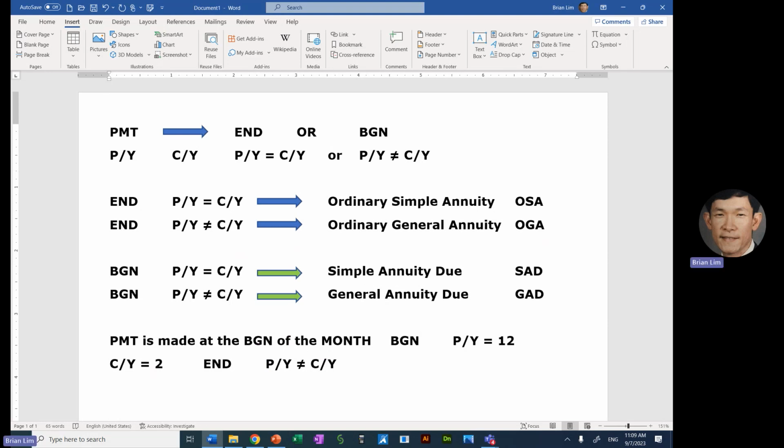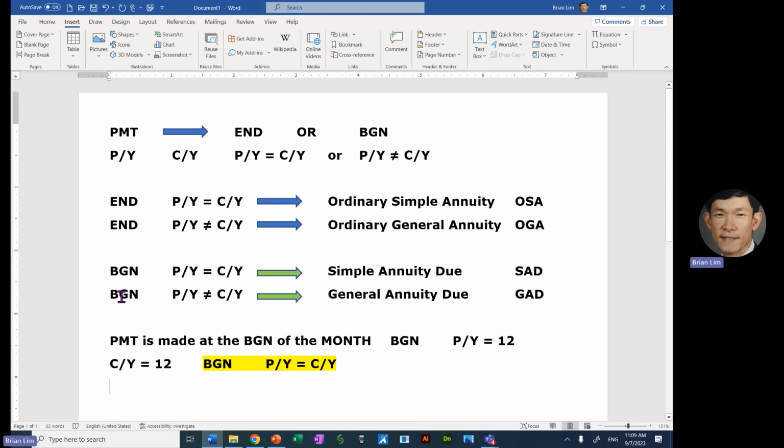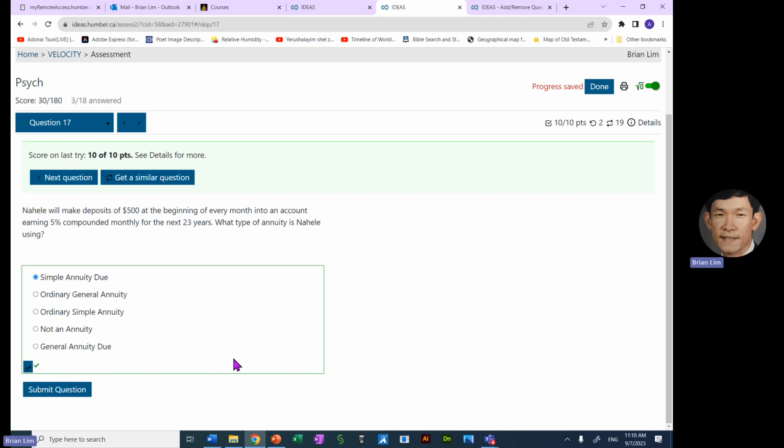All right, at the beginning of the month, so PY is still 12. And the compounding is monthly, so that is 12. And end will be now begin. So we have begin, and we have that PY is equal to CY. So begin, this is the combination we're looking at right here. Begin, PY is equal to CY, so we have a simple annuity due. So we go back and we select simple annuity due and we submit the question, and there we are, correct.